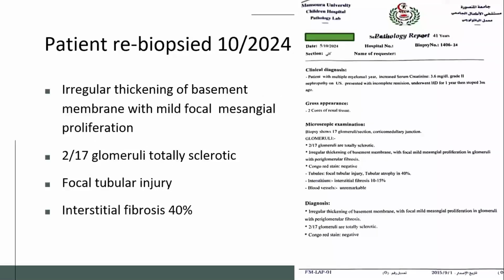So at this point, we decided to do a rebiopsy for prognosis and to see whether this kidney would benefit from bone marrow transplantation or not. And the biopsy showed an MPGN pattern with only 2 sclerotic glomeruli and interstitial fibrosis of about 40%. So although there is an element of chronicity, there is still hope.